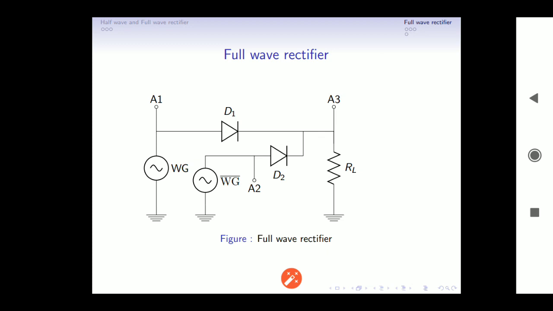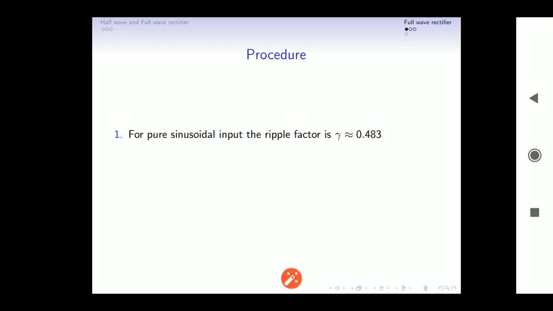A capacitor filter can be connected across RL. In fact, you can connect many capacitors, say values of 1 microfarad, 4.7, 10, 20, 4700. You can choose any value, but whatever value you connect should not distort the input signal. For pure sinusoidal input, the ripple factor for the full wave rectifier is found to be 0.483. The expression for ripple factor is already given in the previous slide.